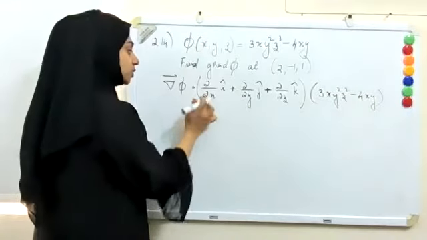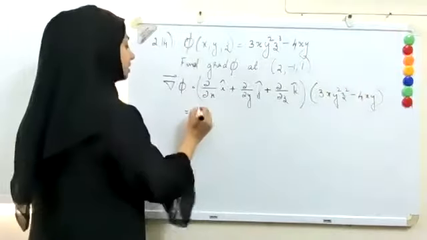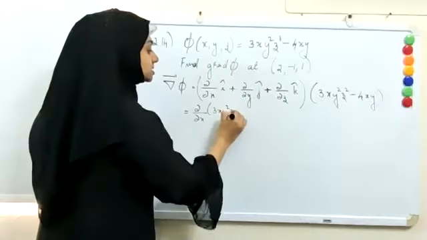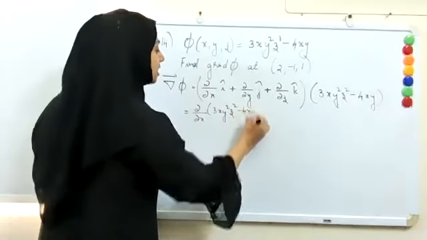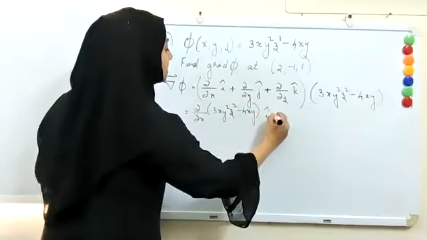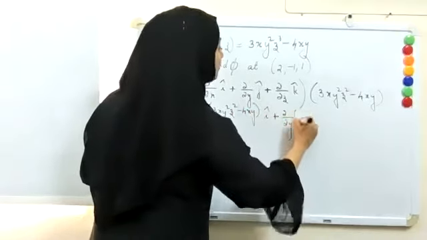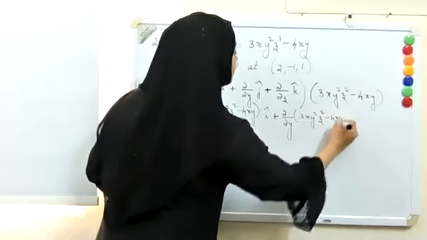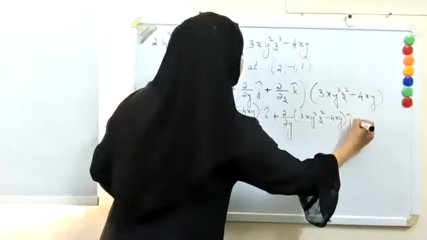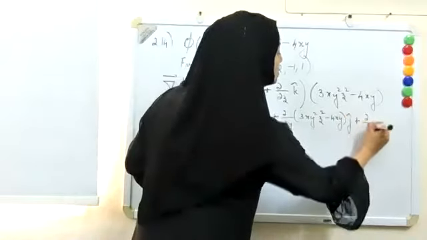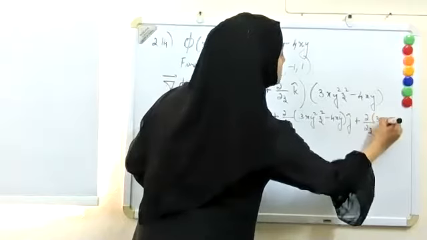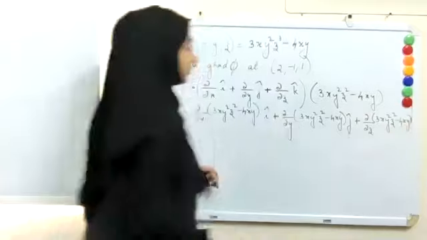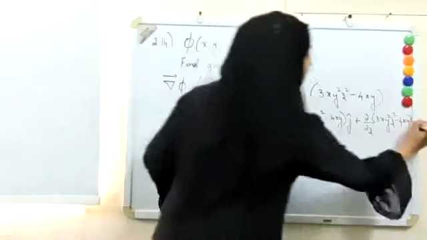First, this is equal to dou by dou x of 3xy square z square minus 4xy into i cap, plus dou by dou y of 3xy square z square minus 4xy into j cap, plus dou by dou z of 3xy square z square minus 4xy, okay, into k cap.